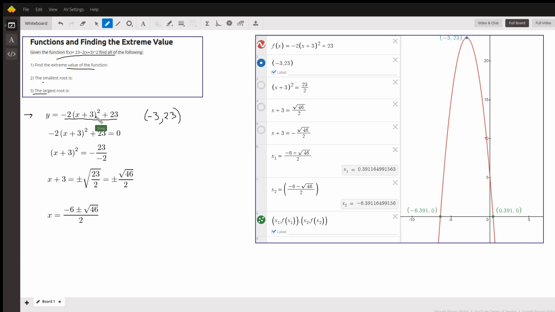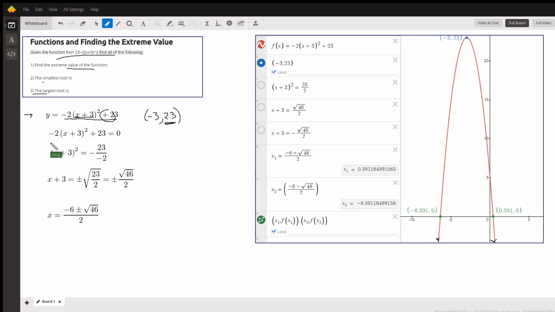And the reason that's the highest value you can achieve is if you put other numbers in here for x, this factor will not be a 0. And when you multiply it by -2, you'll get a negative number and you'll reduce this 23 to something less. Okay, so there's your vertex right there. That means the maximum value of this function is 23. There is no minimum value because these branches of the parabola go down forever.